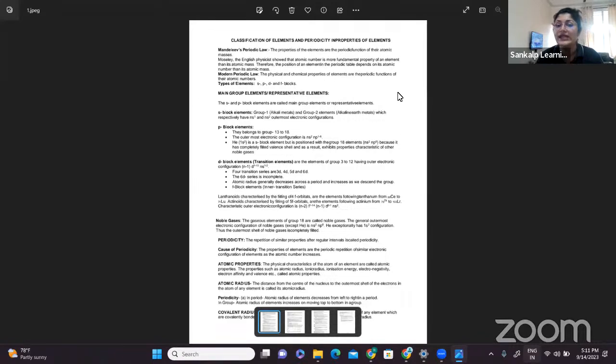So what did he do? He arranged the elements in increasing order of their atomic weights. He discovered that there were similarities in their physical as well as chemical properties at regular intervals. So he plotted a graph wherein the physical properties were atomic volume, melting point, and boiling point.